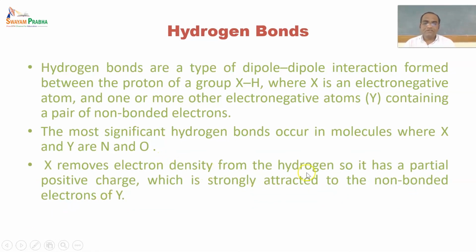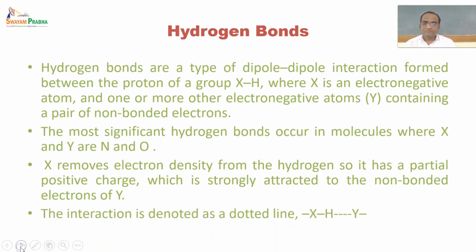X removes electron density from the hydrogen, so it has a partial positive charge which is strongly attracted towards the non-bonded electrons of Y. Whenever a hydrogen bond is formed, X removes electron density from the hydrogen, and as it is electronegative, it attracts more electron density towards itself and forms a partial charge. The interaction is denoted by a dotted line. So this interaction is nothing but a hydrogen bond interaction.